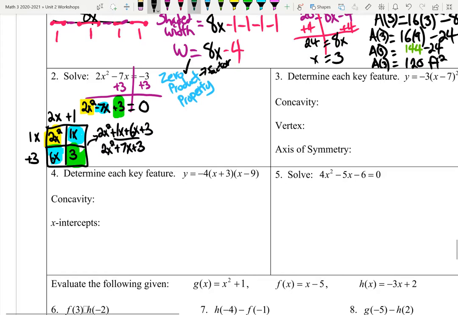Notice here, my b value is negative 7, not positive 7. So this means I made an error factoring. I'm going to rethink how I multiplied it out. So I'm going to erase the insides, and then I'm also going to erase my factors.